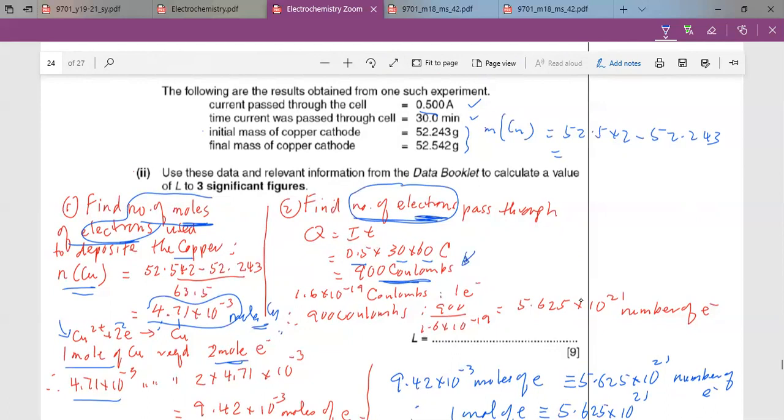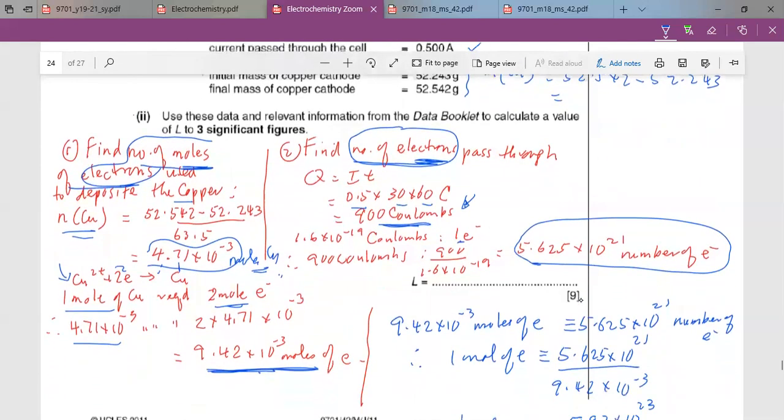Remember, 1 electron carries 1.6 times 10 to the power of minus 19 coulombs. So 900 coulombs will be this number. That is the number of electrons. Now this number of electrons here is produced by this number of moles of electrons, you know. Moles of electrons is the number of electrons.